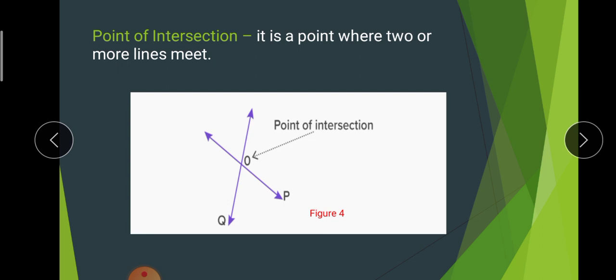Point of intersection. Point of intersection is a point where two or more lines meet. There are two lines, the line P and the line Q. They intersect or nag-meet sila. After nilang mag-intersect or mag-meet, point O is formed. Point O is the point of intersection.